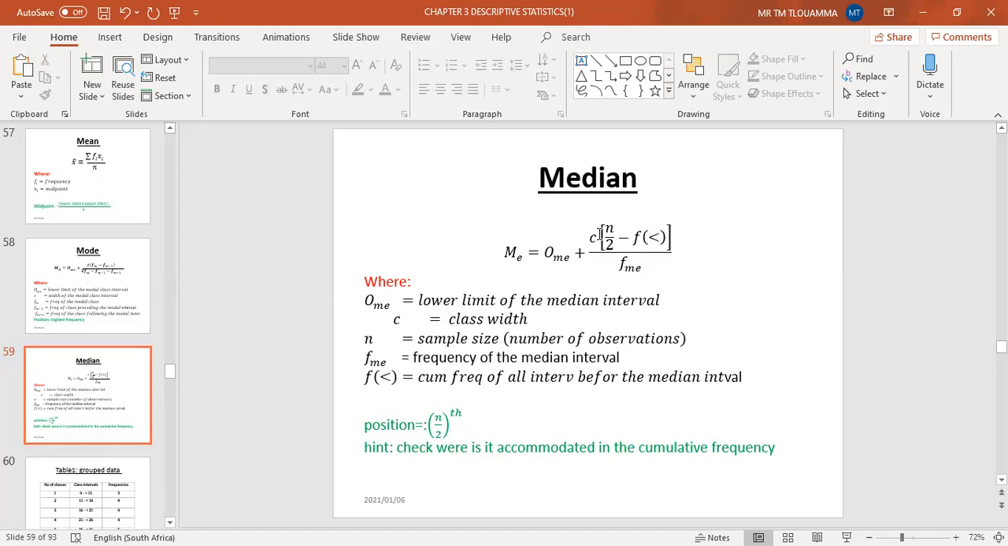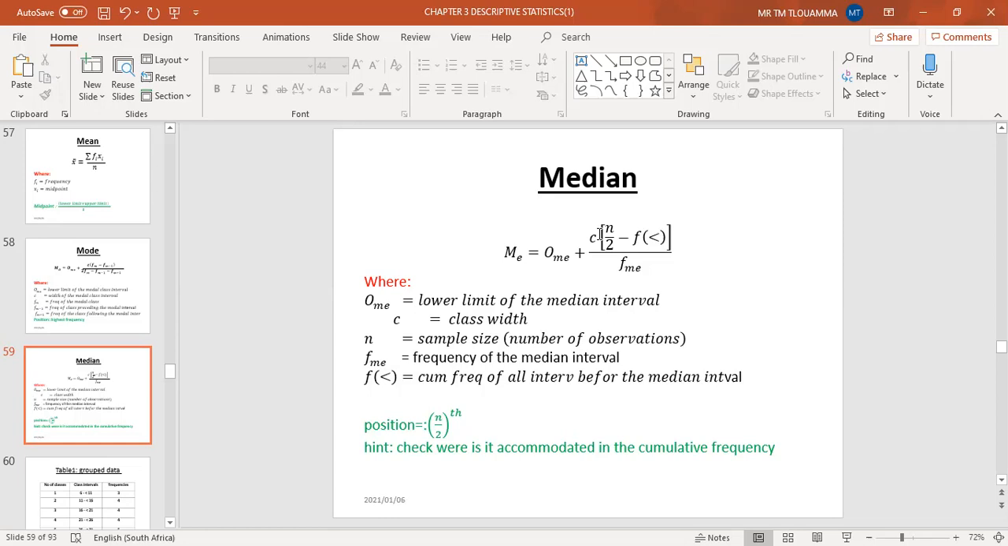So we're going to say n divided by 2. N is the number of observations. You divide n by 2. So after getting that position, you will go to a data set and look where your value falls. Then minus the cumulative frequency of all the intervals before the median interval. Meaning this is the value which will come before the median interval. So in the F less than, you're going to substitute the value which comes before that median interval.